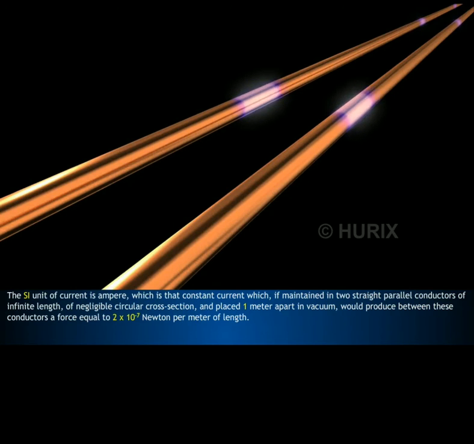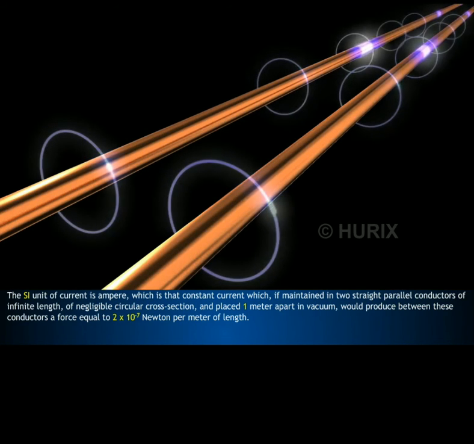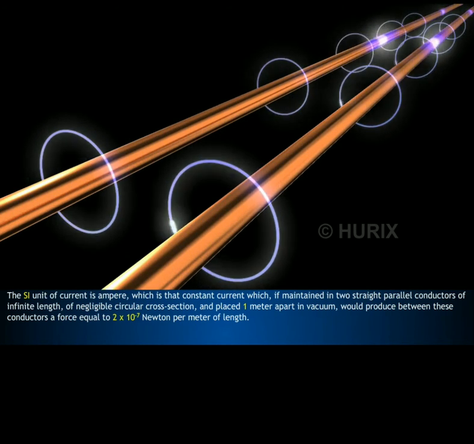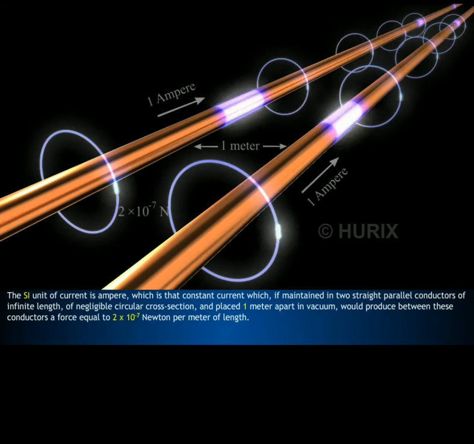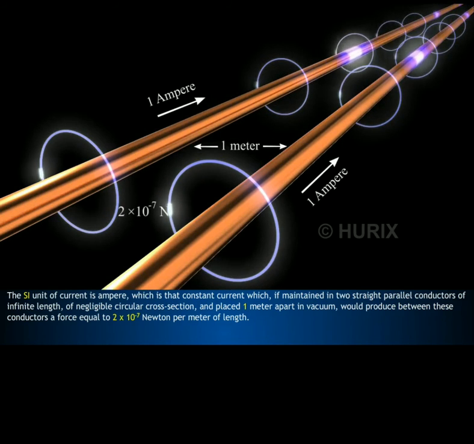The SI unit of current is ampere, which is that constant current which, if maintained in two straight parallel conductors of infinite length, of negligible circular cross-section, and placed 1 meter apart in vacuum, would produce between these conductors a force equal to 2 × 10⁻⁷ Newton per meter of length.